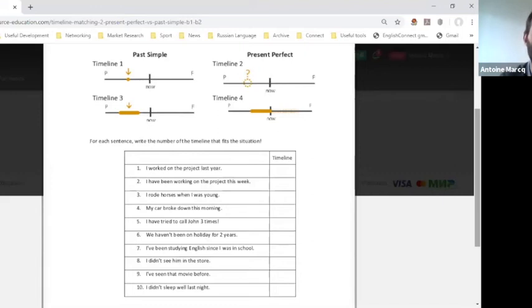We haven't been on holiday for 2 years. Timeline. I've been studying English since I was in school. I didn't see him in the store. I've seen that movie before. I didn't sleep well last night. Ta-da! There you have it. So this is good fun.